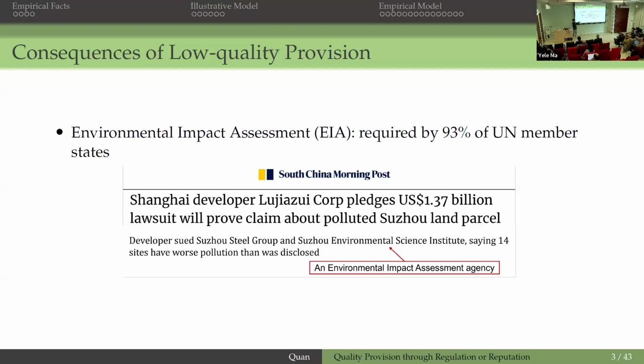And in China, recently, a big issue occurred in this industry. A Shanghai developer filed a lawsuit of over $1 billion against both the land sellers and one EIA agency. The reason is that both of these entities failed to disclose that the land sold to this developer is highly polluted. As a result, the developer had already started a residential building program, and they suffered a lot of loss. You can think about how much they will lose if low quality service is provided to clients in such an industry.